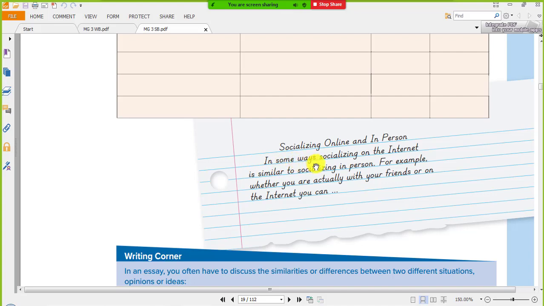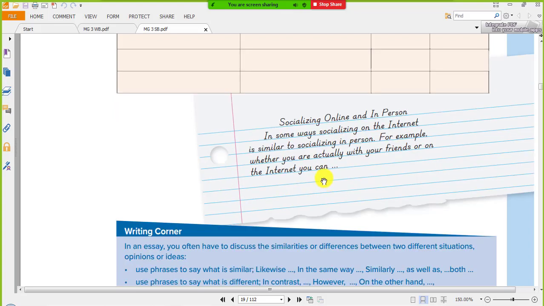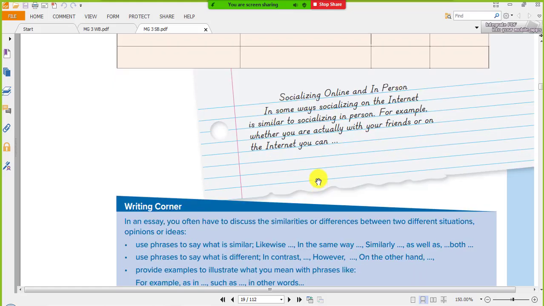In some ways, socializing on the internet is similar to socializing in person. For example, whether you are actually with your friends or on the internet, you can... Each one of you writes his opinion and continues.